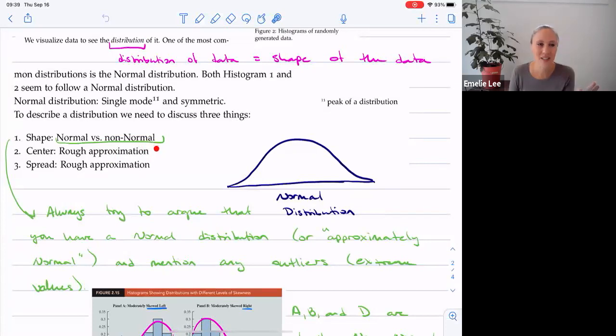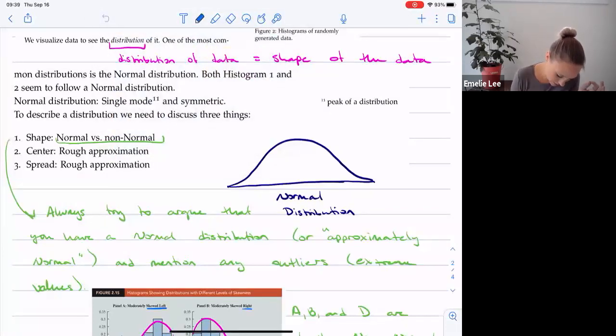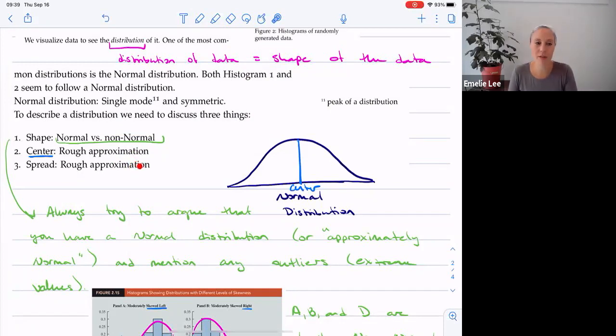For the center, the center of the data here is going to be just where the peak of the distribution is, okay? And so here, this is the center, and it's just a rough approximation. If we have a normal distribution, then it's easy. If you have a skewed distribution, you would be talking about the location of the most data. And so here, we're just eyeballing.